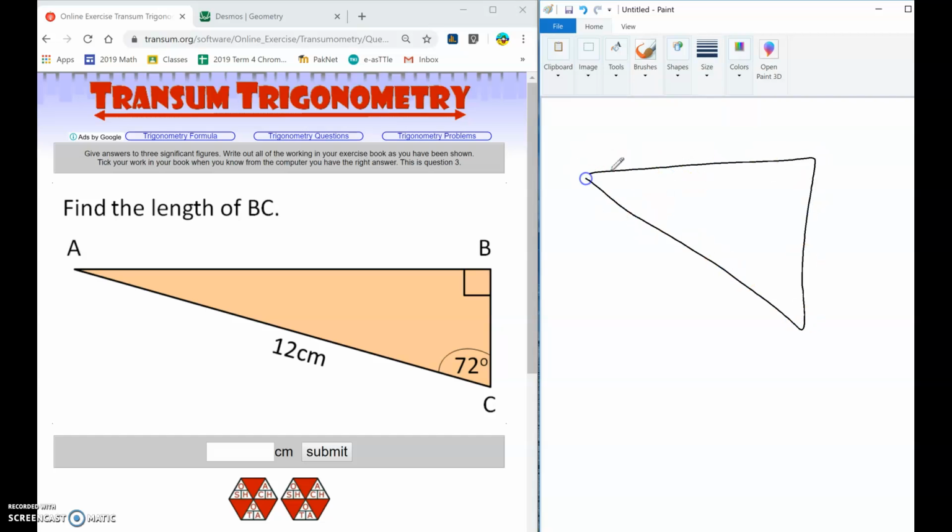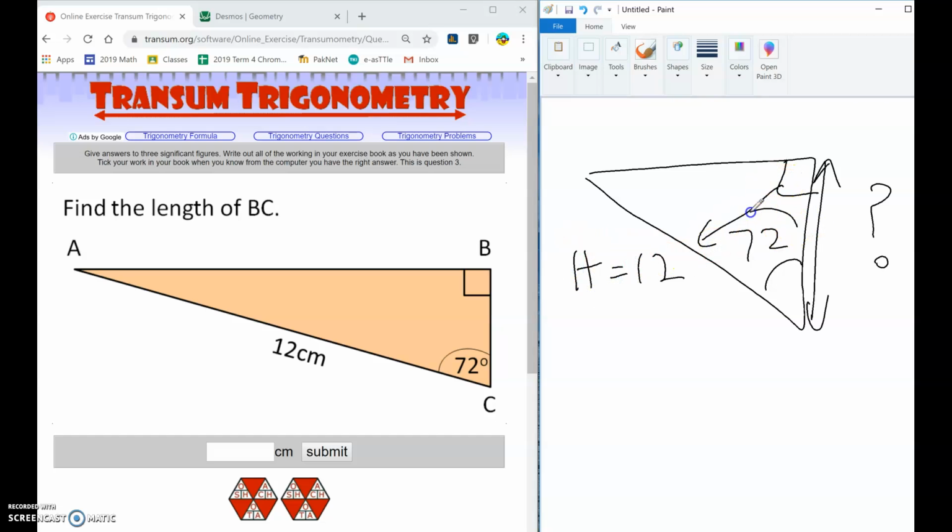Draw our triangle. That's our right angle. That's 72. We're trying to find BC. So this one's the one we're trying to find. And that's 12. So that's opposite the right angle, so that's hypotenuse. This is our angle, so that's theta. This is touching the angle of interest and the right angle, so that's adjacent. What we have here is opposite, which we don't want or need.